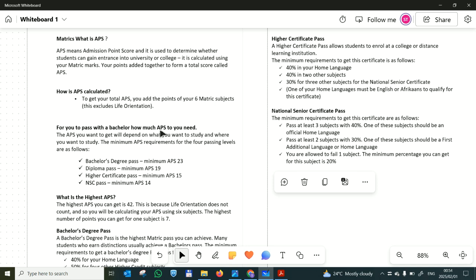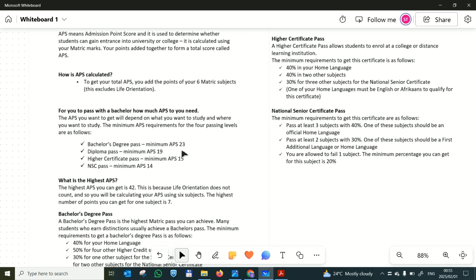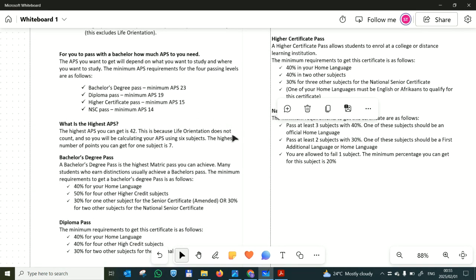So APS will depend on what you want to study and where you want to study. Then we'll discuss that in a bit. So now the question is, what is the maximum APS one can achieve? The highest APS you can get is 42. Like I just said, it excludes life orientation. It's not included when they calculate APS. The highest points you can get per one subject is 7.